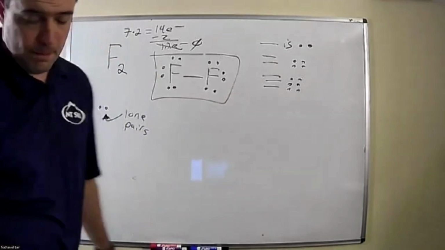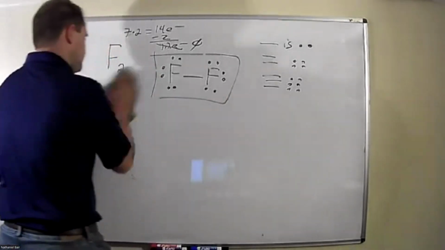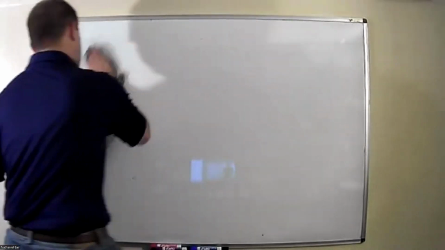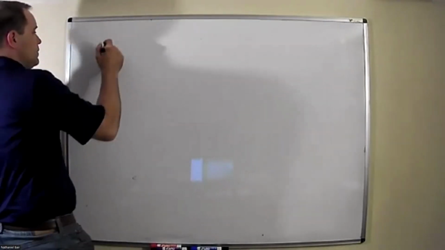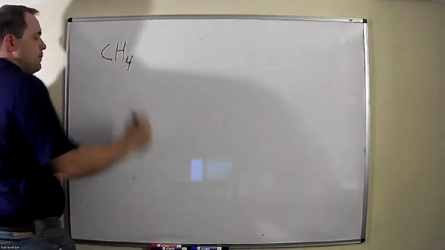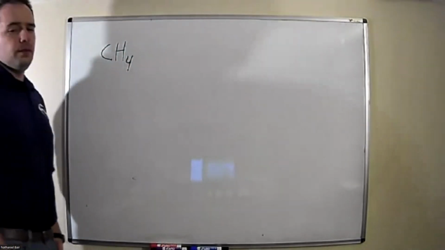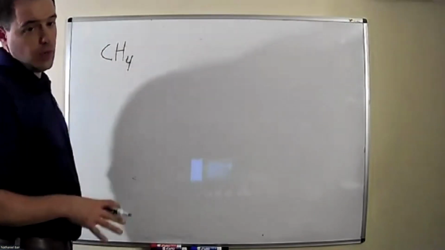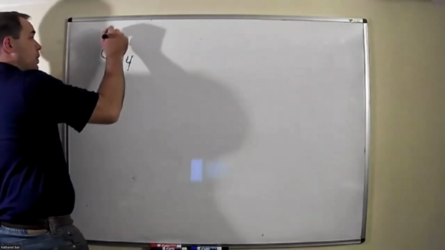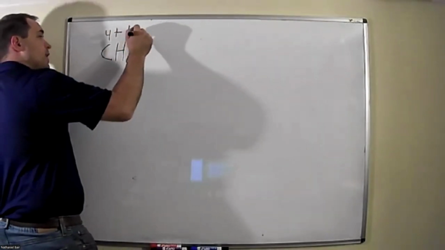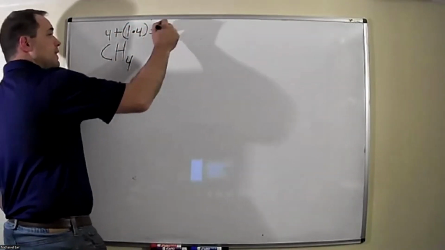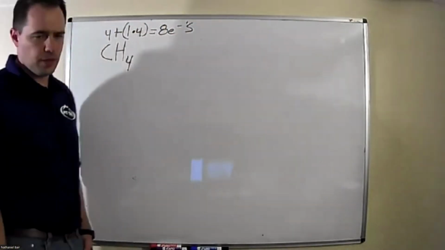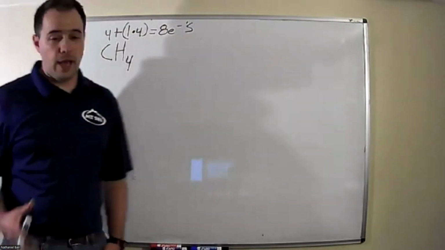Let's try another one. Let's do CH4. That's methane. And the first thing we want to do is add up the valence electrons. Okay, so we got 4 from the carbon, and we've got 1 from each hydrogen, but there's 4 hydrogens. That's 8 total electrons to build our molecule with. That's step 1, add up your valence electrons.